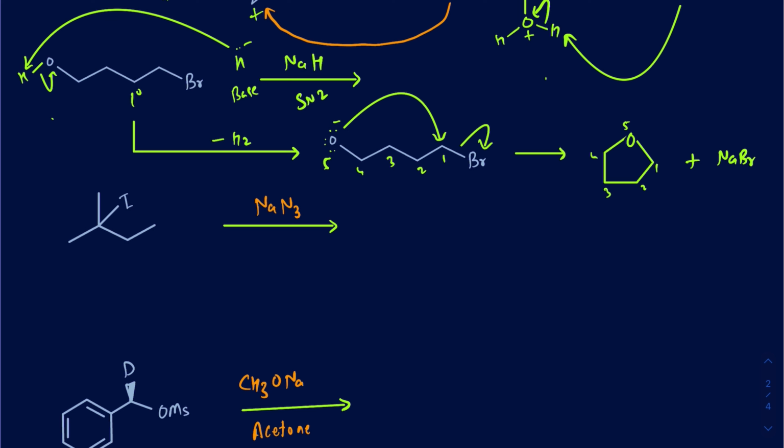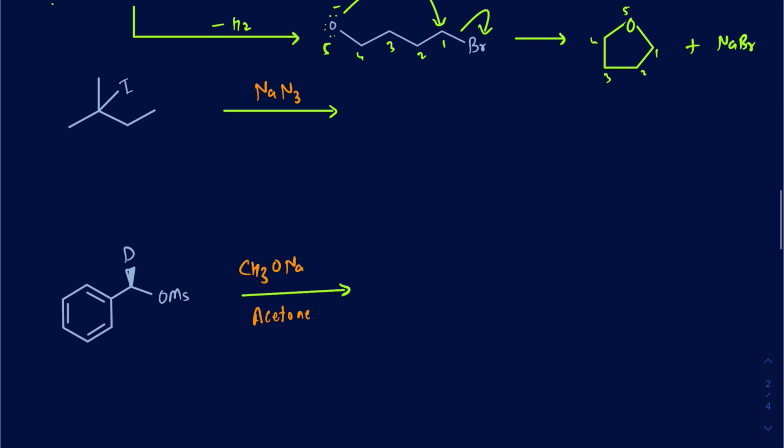It did a backside attack, but it wasn't a chiral center, so I don't have to worry too much about the stereochemistry. When I'm looking at this next one, what we really have is a tertiary alkyl halide and NaN3. So N3 typically has a minus sign on it. That's a strong nucleophile, but remember that's a tertiary alkyl halide, so this is only going to be doing an SN1 mechanism because tertiaries don't do SN2.